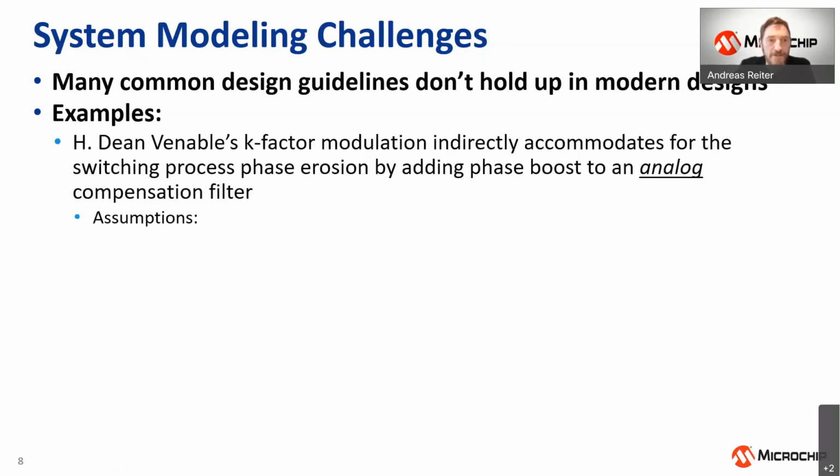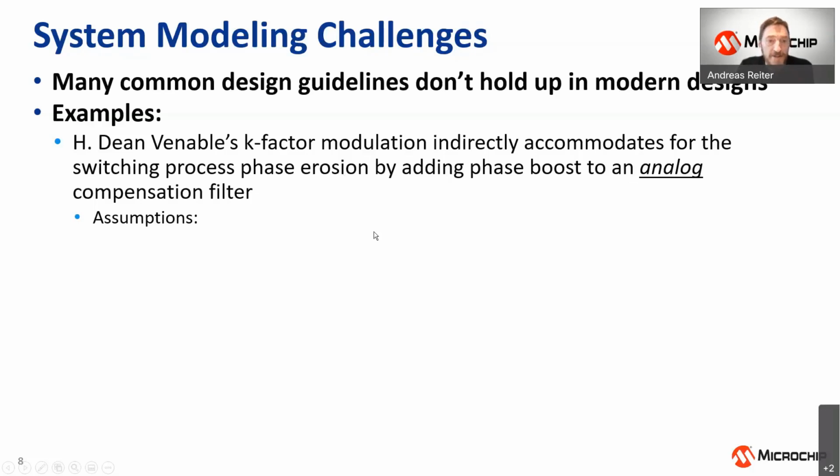A good example here is the Dean Venable K-factor modulation. I mean, in 1981, when this was invented, it was a huge step forward because it was helping designers to incorporate an additional phase boost into their compensation network to compensate for the exact phase erosion we have just seen.